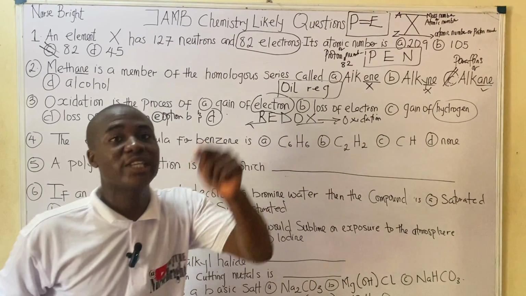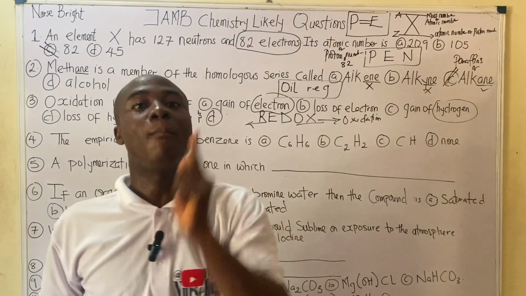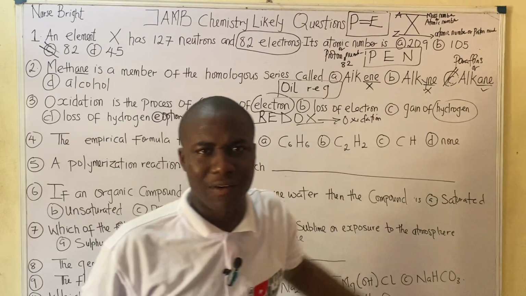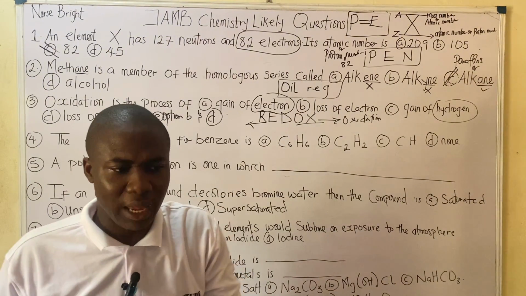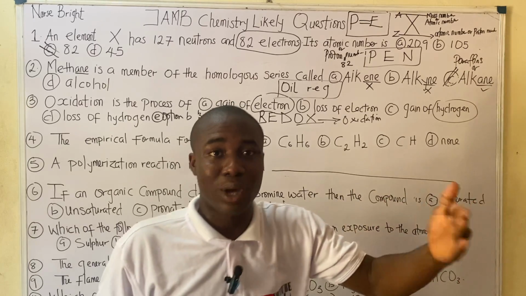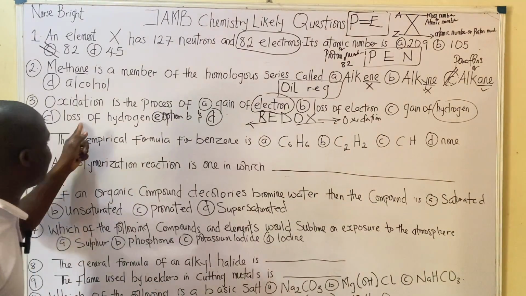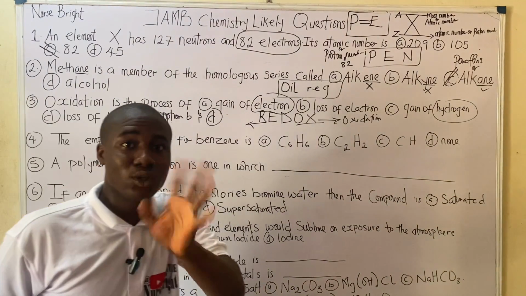Now, oxidation based on electron is loss of electron, but based on hydrogen is removal of hydrogen. Do you understand? Removal also means loss. When you are removing hydrogen, you are losing hydrogen. So definitely it is loss of hydrogen. Are you getting the point? So this must be noted.